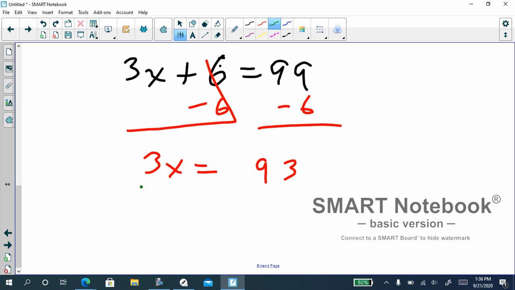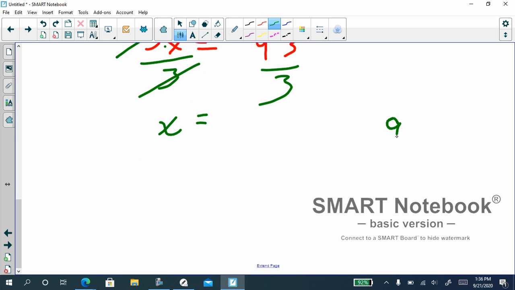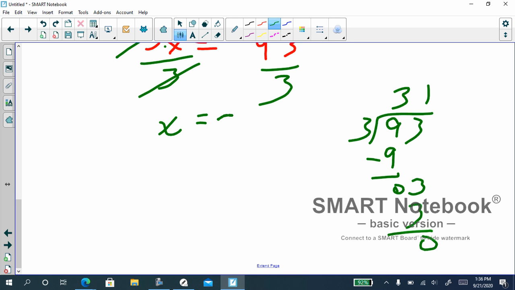To get the x by itself, divide both sides by 3. So that the 3's cancel. And then 93 divided by 3. 3 goes into 9. 3 goes into 3. No remainder. So x is 31. X is 31. Now, what does that even mean?